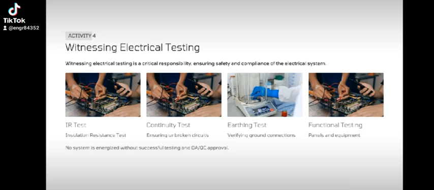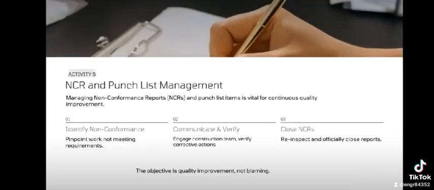The engineer verifies calibrated instruments, adherence to procedures, and accurate recording of results. No system is energized without successful testing and QAQC approval. Activity number 5, NCR and punch list management. Managing non-conformance reports, it means NCRs, in punch list items is vital for continuous quality improvement.